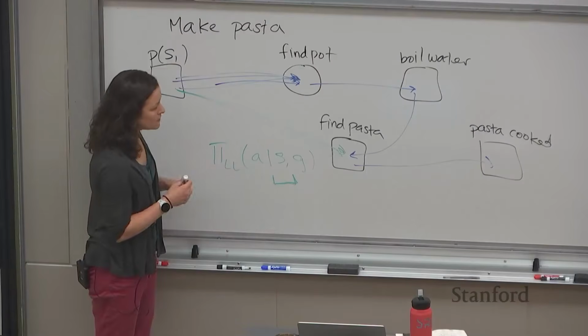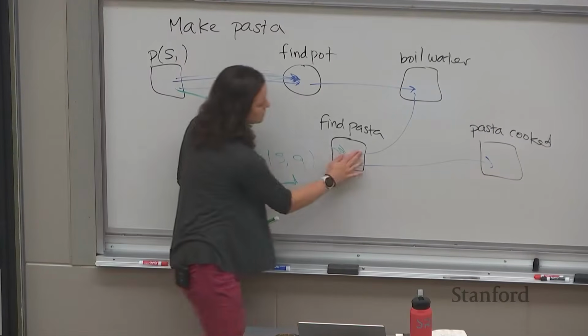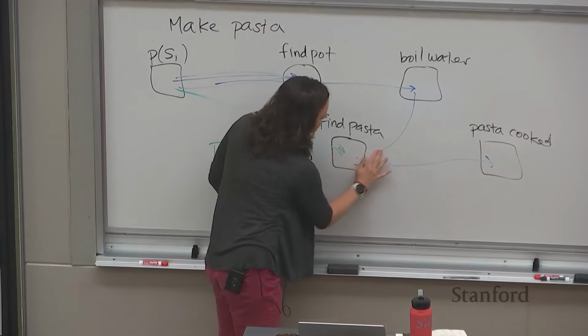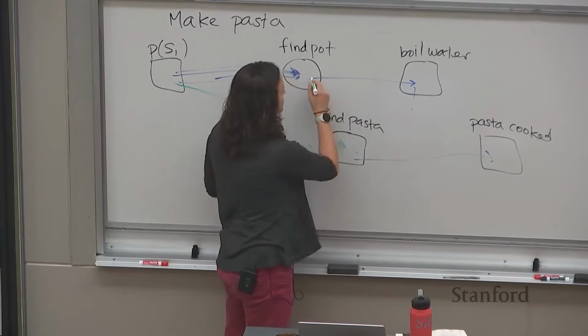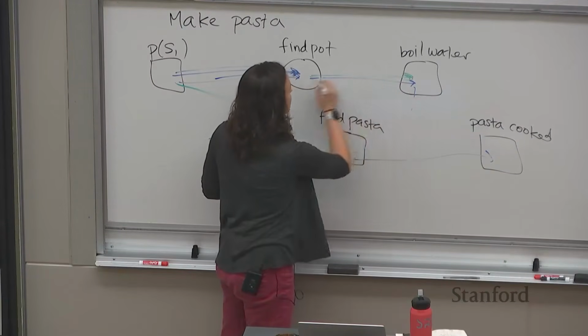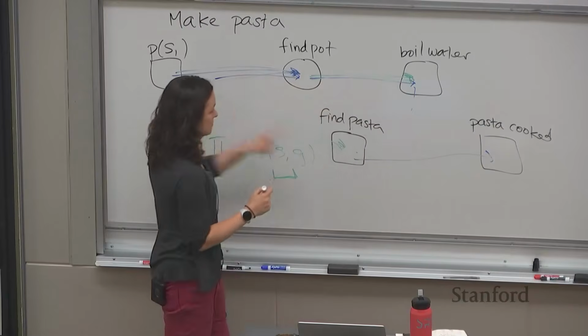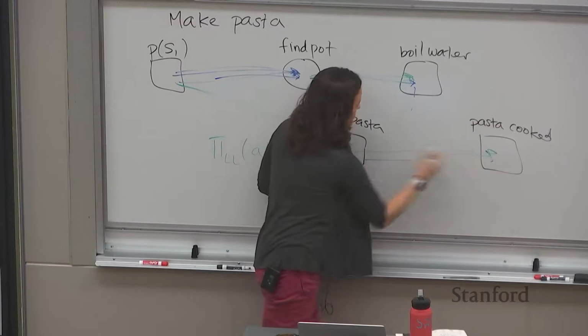Now, you might have a situation where, say, your low-level policy knows how to do something like this. So it knows how to go from here to here. It knows how to go from here to here, and maybe knows how to go from here to here.